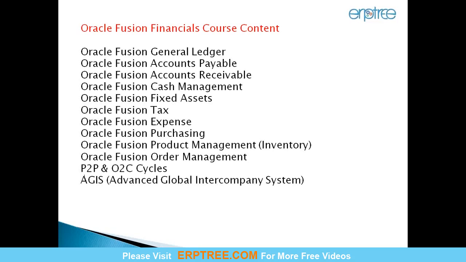The end-to-end cycle will be covered. In P2P we will complete all the required setups and create the requisition, turn it into a purchase order, then receipt creation, delivery and invoice creation based on matching. And in O2C, we'll complete order management setups, create the sales order, do the fulfillment, and finally make the payment. We'll get into receivables through the auto invoice process.